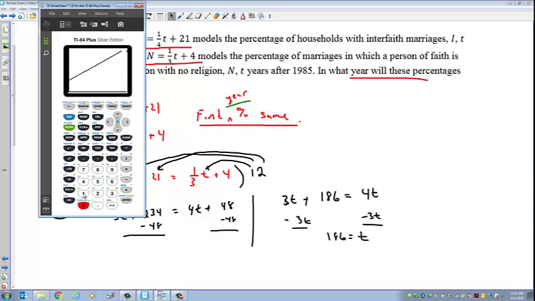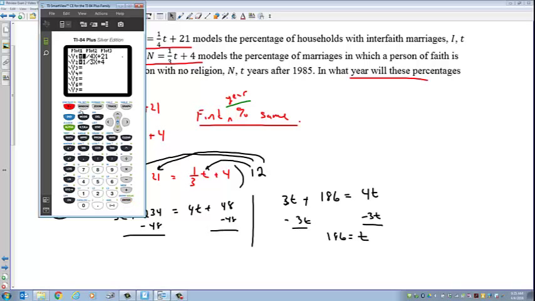So there's the first graph. That's 1/4 t plus 21. Yeah, it looks like it might be right, huh? So maybe. All right, so let's see if we can find where they cross. So second trace, and then intersect, and then first curve, enter, second curve, enter, give it a guess, enter. And let's see what it finds. Oh, no sign change, which means it doesn't cross on the screen.